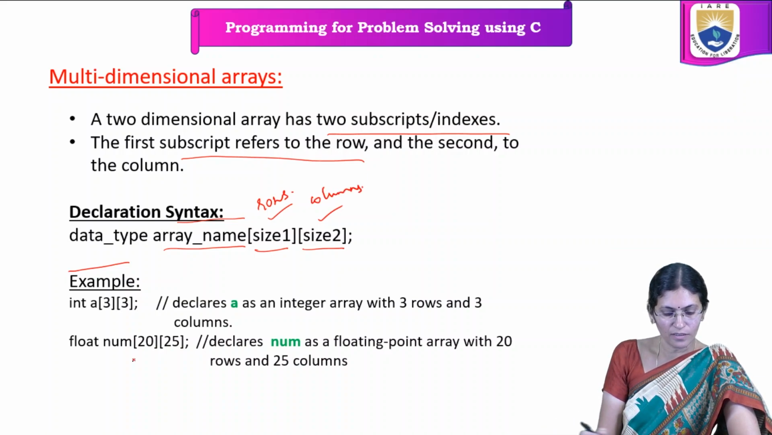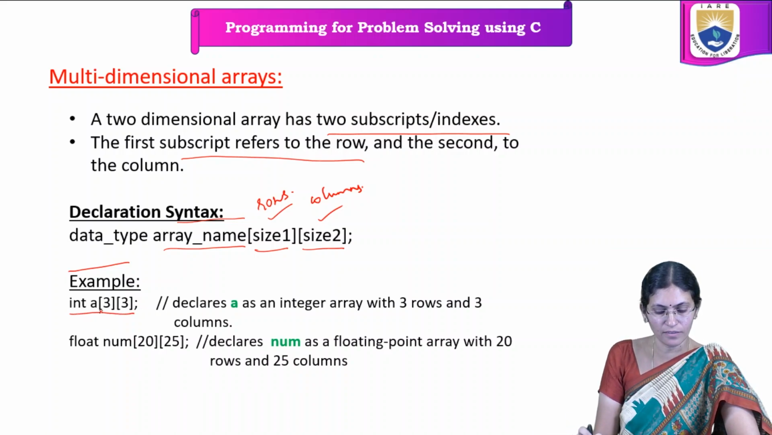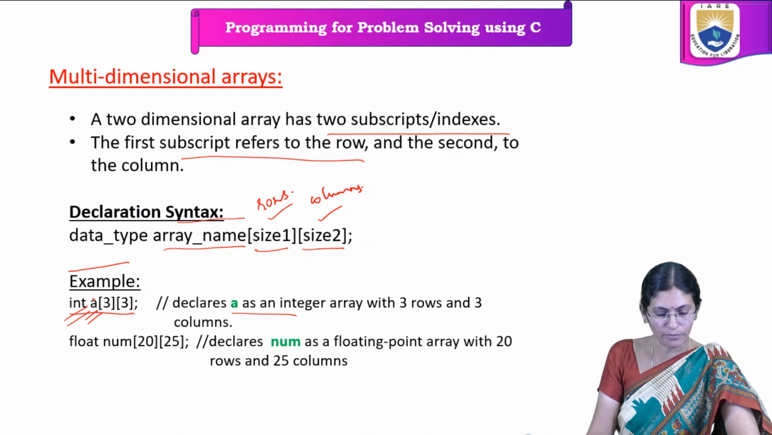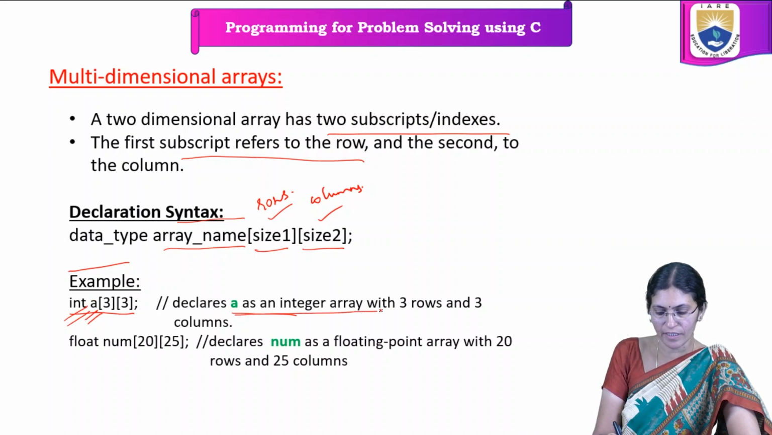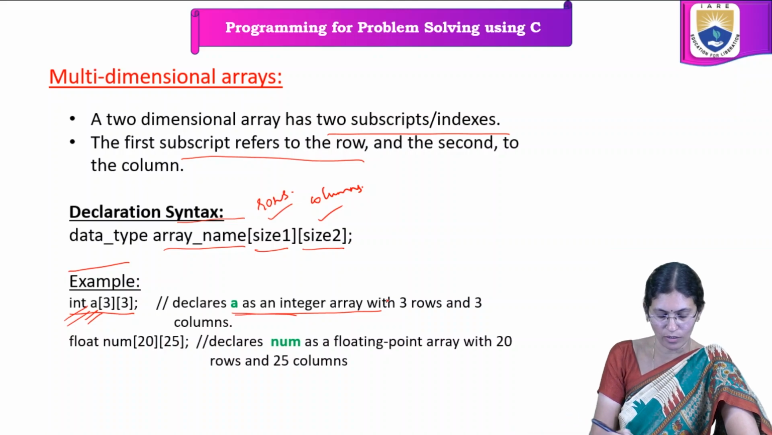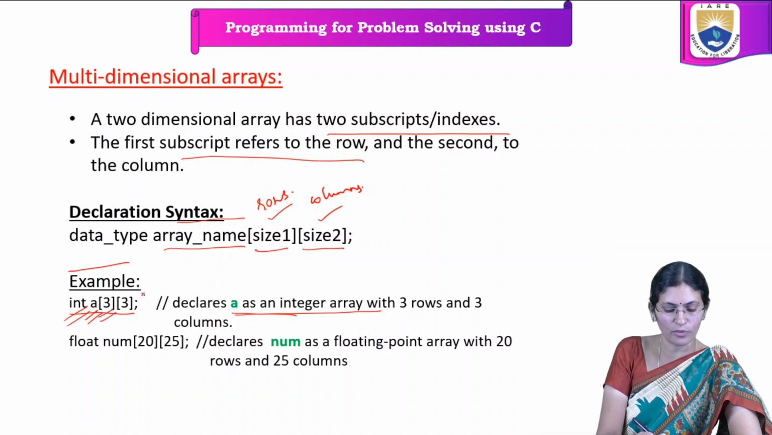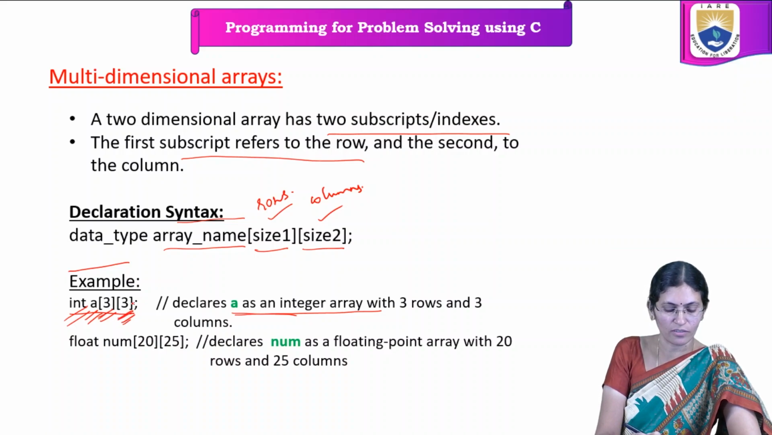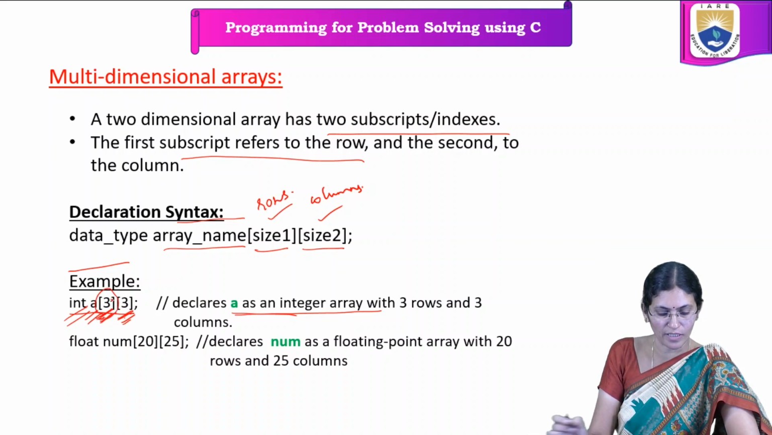For example, if you declare a two-dimensional array in this way, int a[3][3], it declares a, where a is the array name, and this array will store elements of the type integer. It declares a as an integer type with 3 rows and 3 columns. The first subscript is the number of rows and the second subscript is the number of columns, or you can say first dimension and second dimension. In a two-dimensional array we have two dimensions. The first dimension gives the number of rows and the second dimension gives the number of columns.